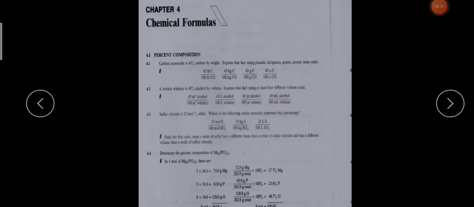Now there are more numericals for the percentage composition, numericals based on the percentage composition.